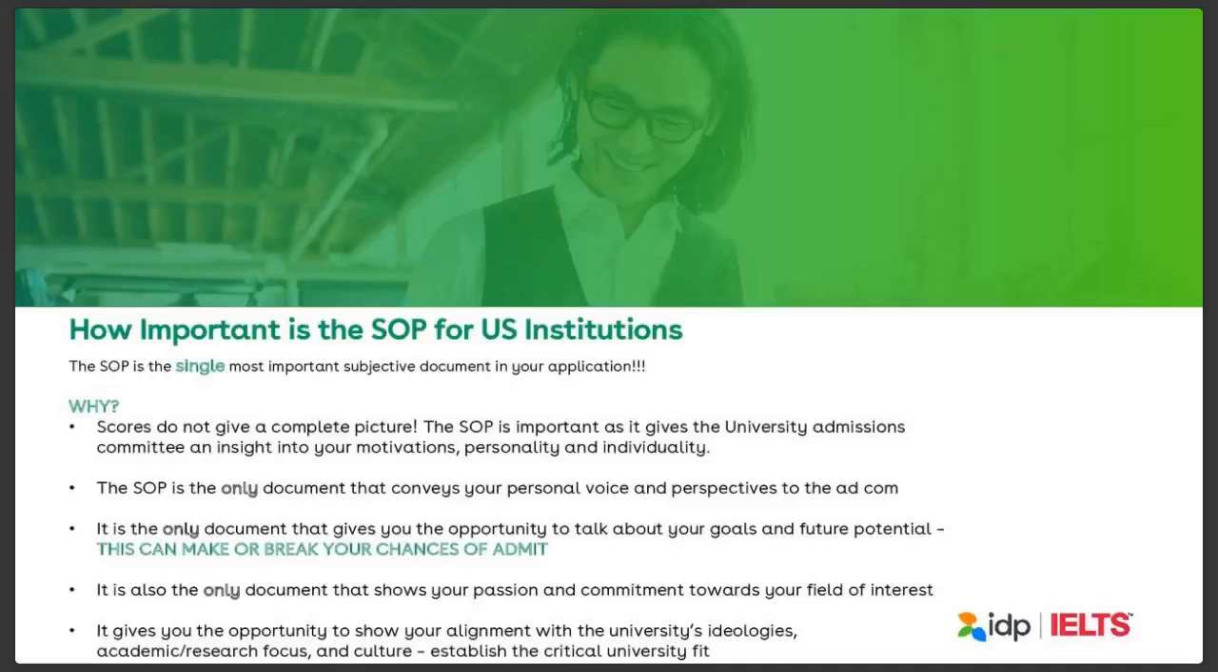So what it basically means is the importance of SOP.